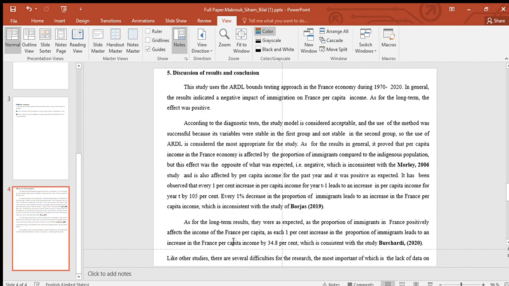As for the results in general, it proved that per capita income in the French economy is affected by the proportion of immigrants compared to the indigenous population. But this effect was the opposite of what was expected. Expected is negative, which is inconsistent with the Morley 2006 study, and it is also affected by per capita income for the past year, and it was positive as expected.